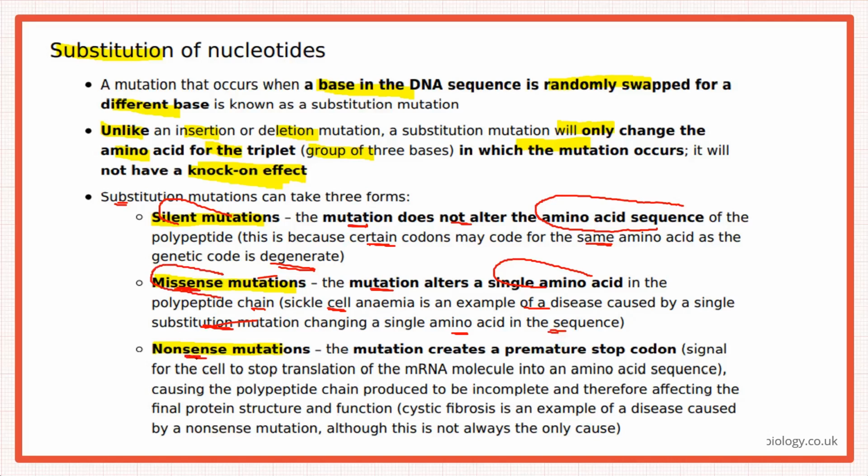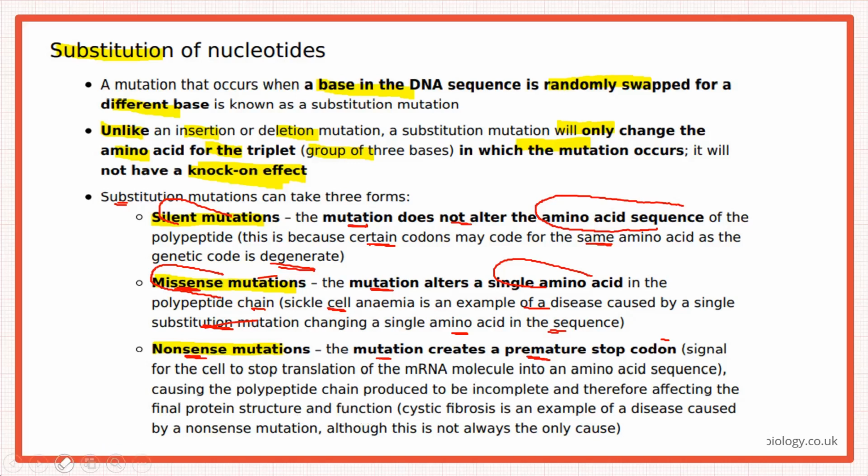Now, nonsense mutation, what is happening in this case? The mutation creates a premature stop codon. As these amino acids are made, there is always initiation once the process starts, and then we have termination as well. This termination is controlled by the stop codon. So when the stop codon comes there, the process will terminate and the amino acid sequence that was to be made would stop. So the mutation creates a premature stop codon which signals for the cell to stop translation of the messenger RNA molecule into an amino acid sequence, causing the polypeptide chain produced to be incomplete and therefore affecting the final protein structure and function.